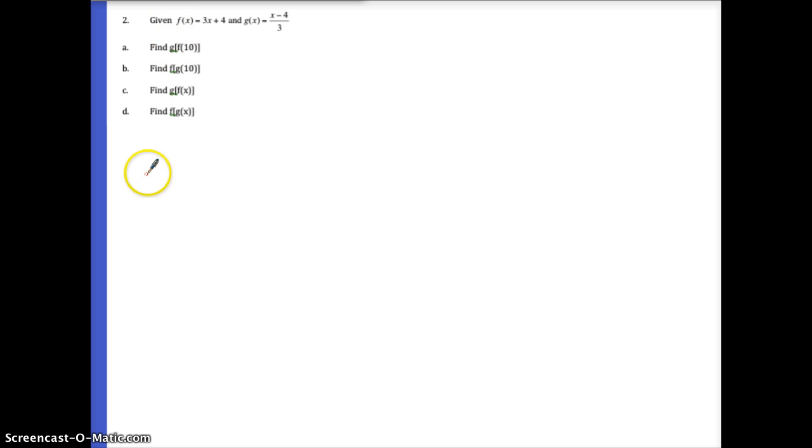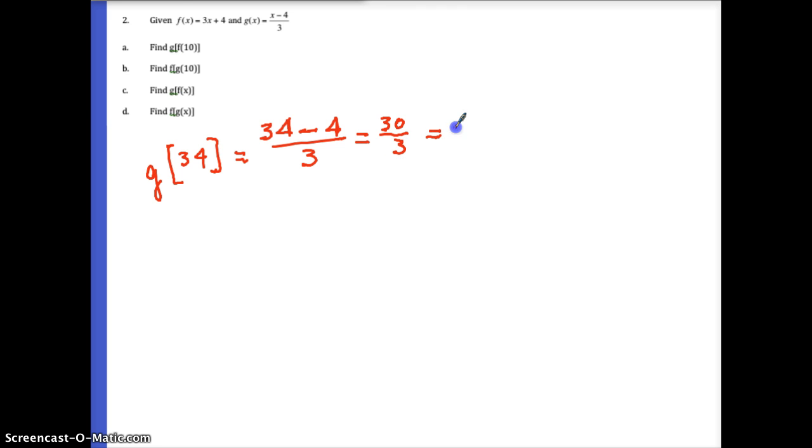Okay, different functions. So g of f of 10. So this is going to be g of, well, again, f of 10, if I plug that in, that's going to give me 34. And for g of that, I'm going to have 34 minus 4 all over 3. So that's going to give me 30 over 3, which is 10. Okay, so I'm just going to make a note of that.